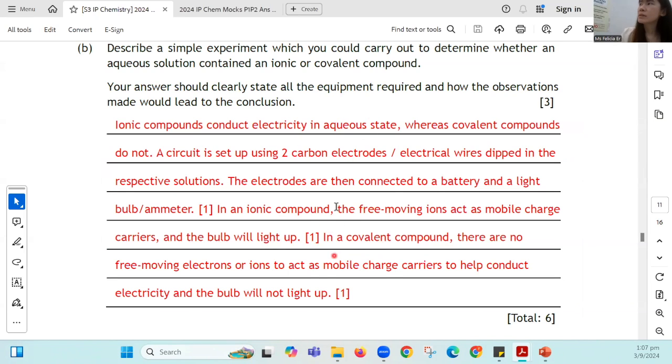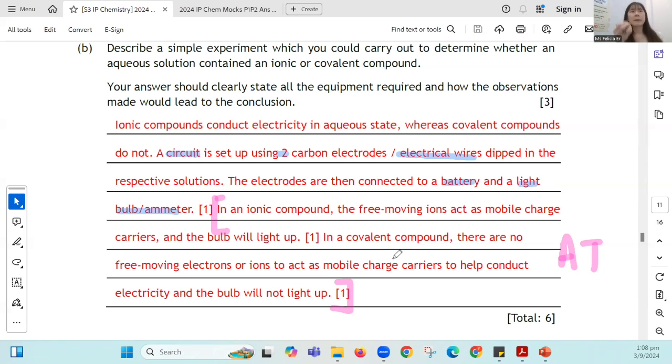So this would be the answer for the below part. But this is an application question, so obviously you need to include more. How do you test if something can conduct electricity? You can set up an electric circuit. If you don't know what a carbon electrode is, you can use wires. You dip two wires in, and have a battery, a light bulb, and an ammeter.